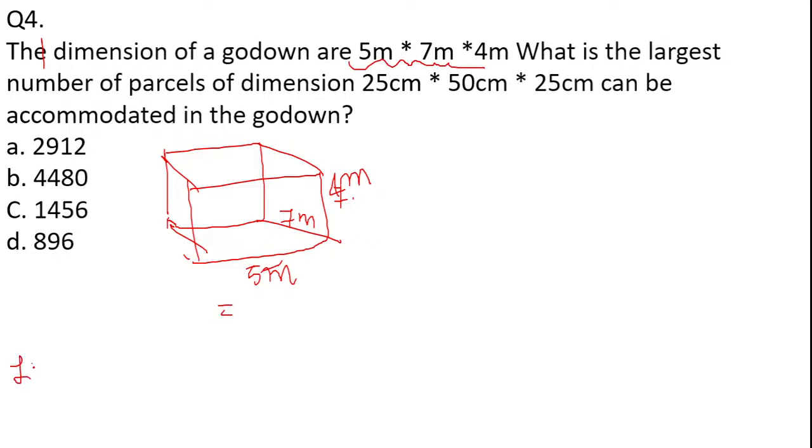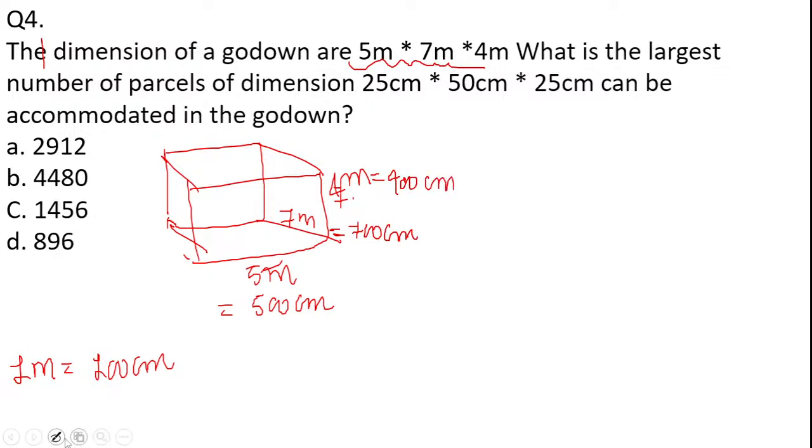As we know, 1 meter is equal to 100 centimeter. So I can write 5 meter as 500 centimeter. Similarly, 7 meter as 700 centimeter and 4 meter as 400 centimeter.